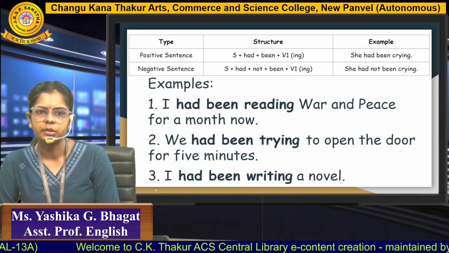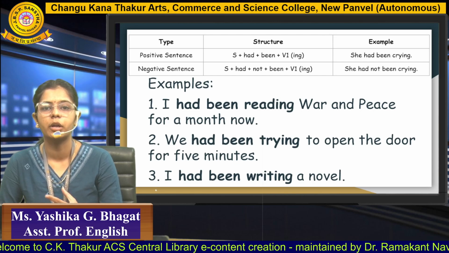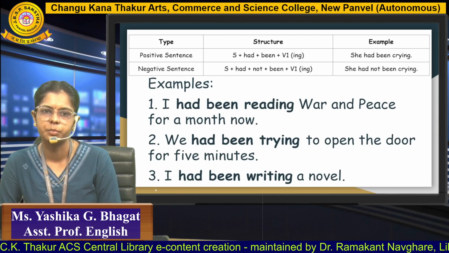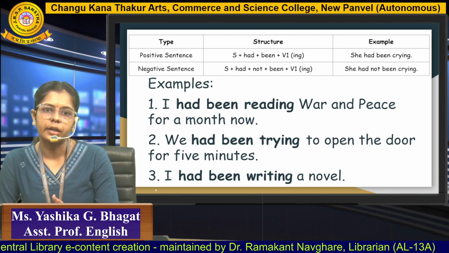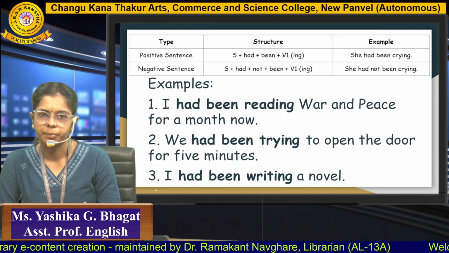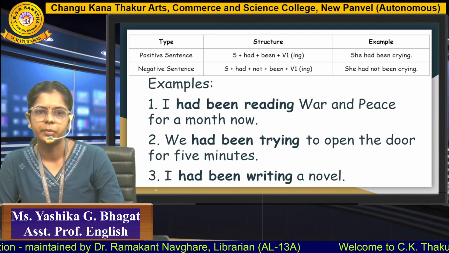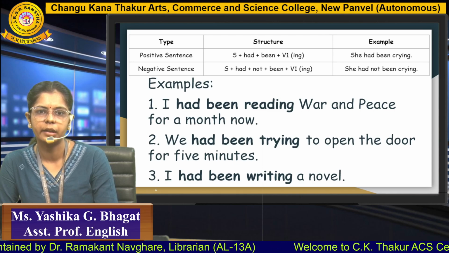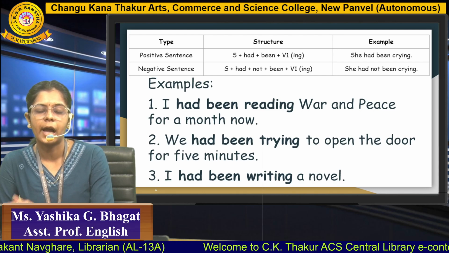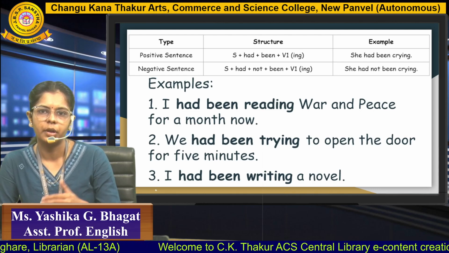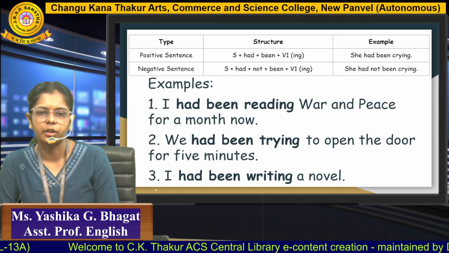A few more examples of this particular tense. I had been reading War and Peace for a month now. Let us do the analysis of this particular sentence. The action is reading. This action started a month ago. That means in the past. But the action has not been completed yet. The book War and Peace is still incomplete. The person I is still reading the book. The action started in the past, but the action is still going on. Action is not complete. Such kind of actions or such kind of events will be classified under this particular tense.